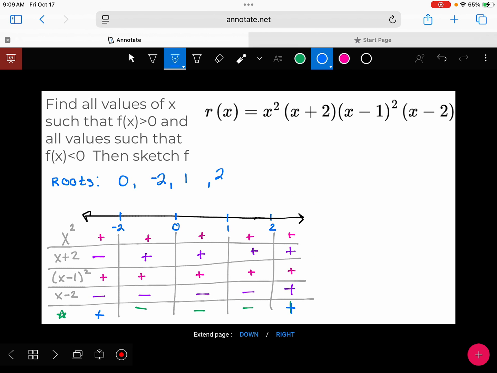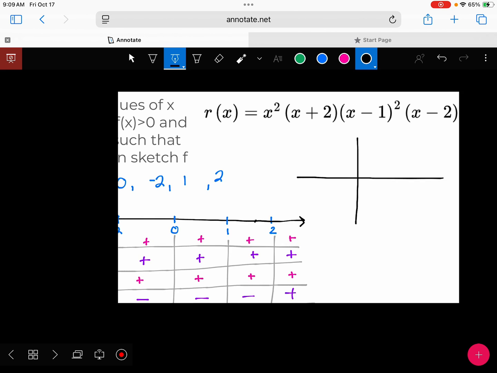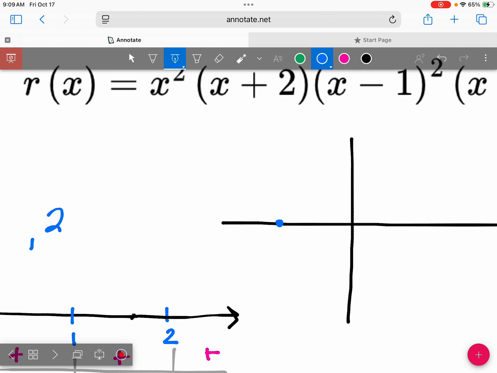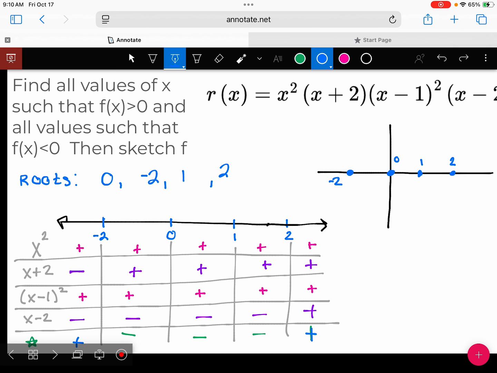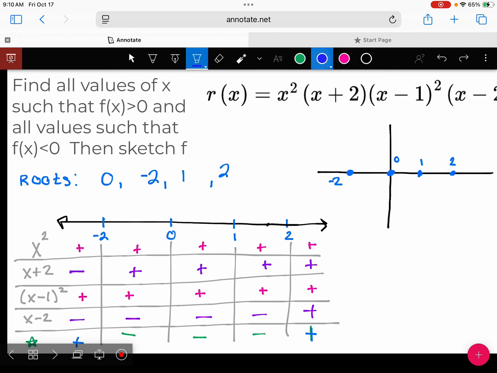So when we're looking at putting together a sketch here, we know our roots. We know our zeros. We're going to have one of them at -2. We're going to have to hit our 0, our 1, and our 2. And we know it's going to be above the x-axis to the left of -2. So over here, it's above, all the way out to forever.